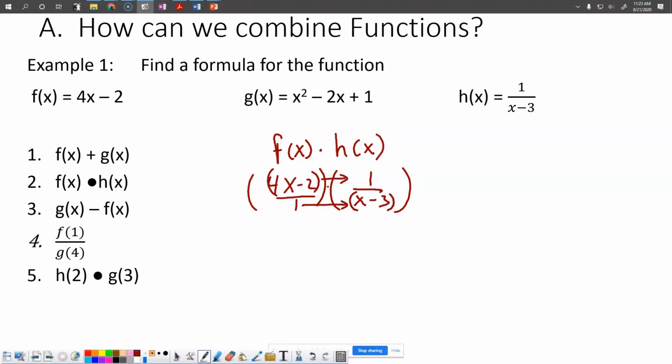So when you multiply 4x minus 2 times the 1 there, you're going to distribute the 1 into both of these, but that's not going to change anything. It's just going to keep it the same, actually. Same thing on the bottom. If we're multiplying x minus 3 by 1, it stays the same. So there's our answer for number 2.